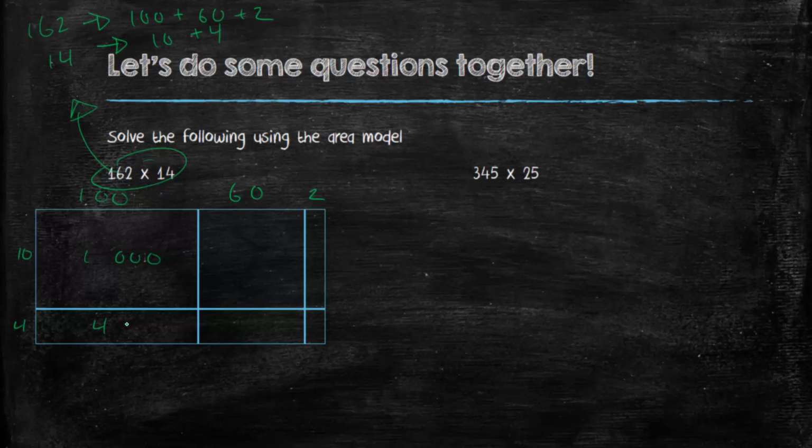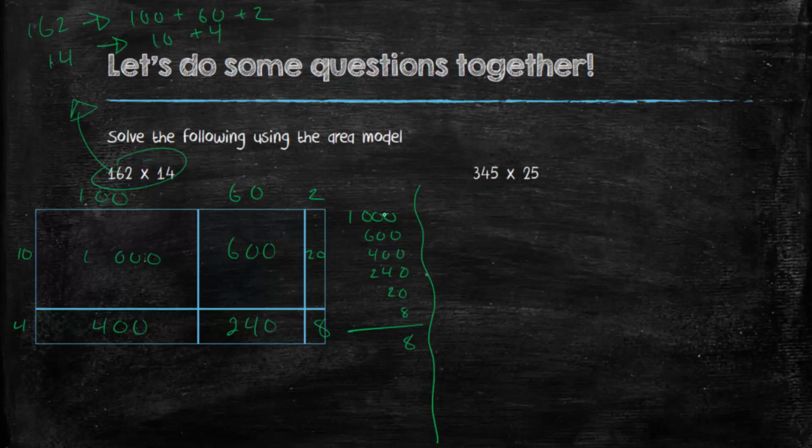100 times 4 is 400. 60 times 10 is 600. 10 times 2 is 20. 60 times 4 is 240. 2 times 4, 8. We add them all up, and we get 1,000 plus 600 plus 400 plus 240 plus 20 plus 8. We add everything up.